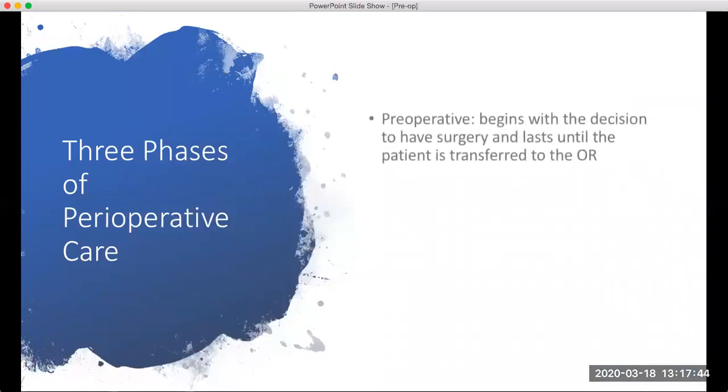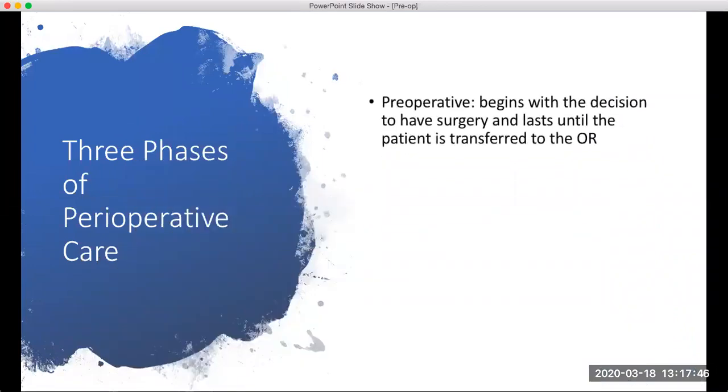So as I said, there are 3 phases of perioperative care. The first phase is the preoperative phase. This begins when the decision to have surgery is actually made. So that preoperative phase then ends once the patient is transferred to the OR for the surgical procedure to then begin. As you might imagine, the preoperative phase can vary in length.